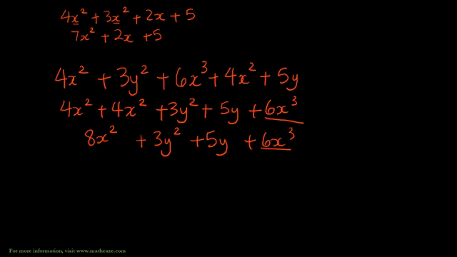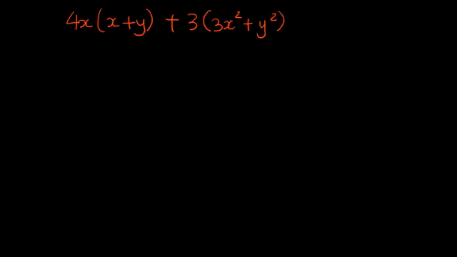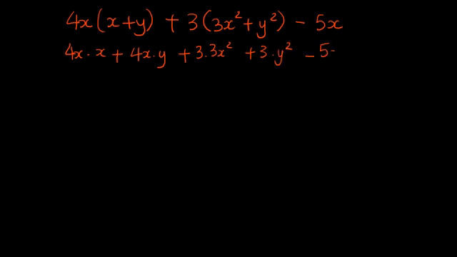Now let's look at some other examples. Let's look at an example like 4x(x plus y) plus 3(x squared plus y squared) minus 5x. Okay. We're going to apply the distributive property to these two sets of expressions here. So that's going to give us 4x multiplied by x plus 4x multiplied by y plus 3 multiplied by x squared plus 3 multiplied by y squared minus 5x. So now we'll simplify this so we have the expression we're going to work with.